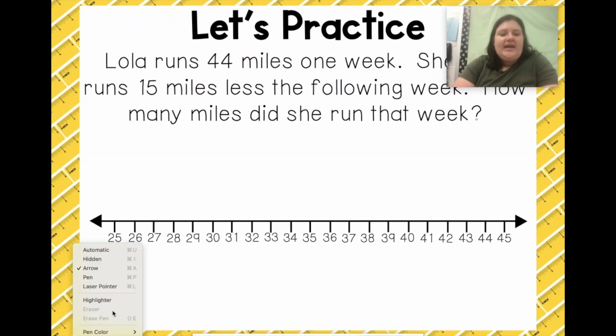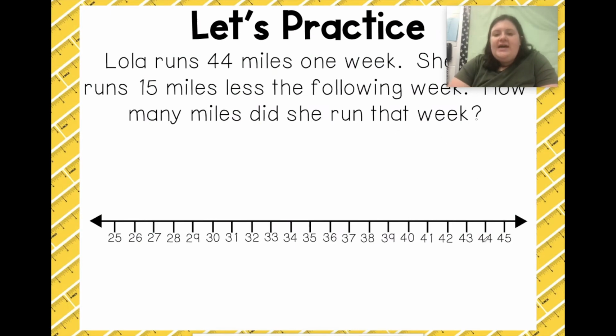Again, let me go ahead and get my pen tool. I'm going to start at 44. So 44 is going to be my starting mark. And I'm going to go backwards until I get to the nearest 10, which is going to be 40. So let's go ahead and count backwards together. Are we ready? 1, 2, 3, 4. So that means I had to jump 4 backwards.